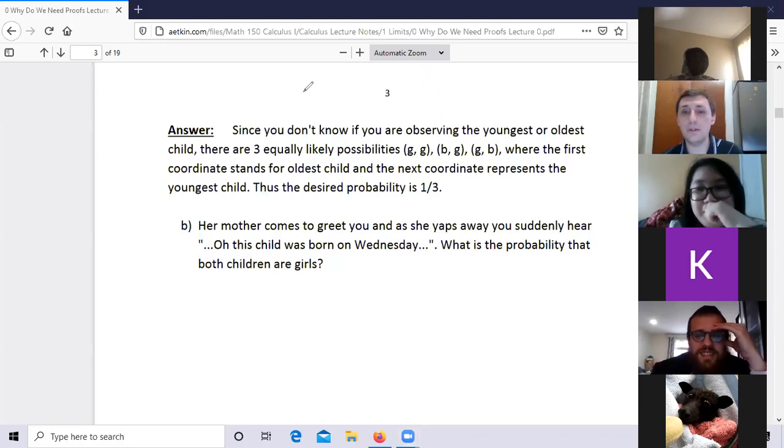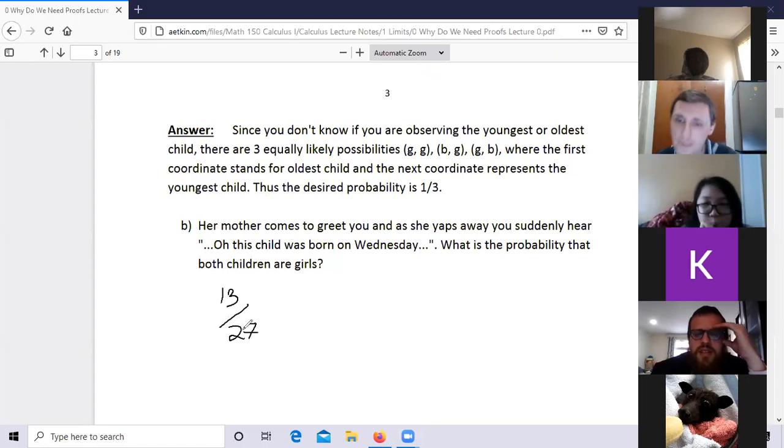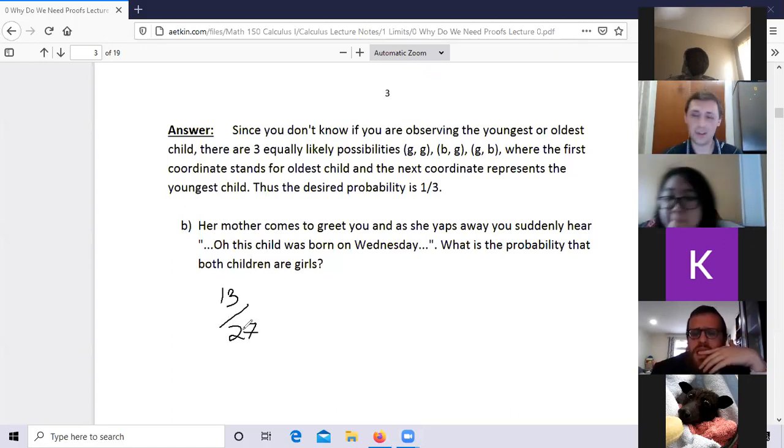You know what's the probability? The probability from this information is now 13 divided by 27. Yeah? You don't believe me, huh? You see what I'm talking about.